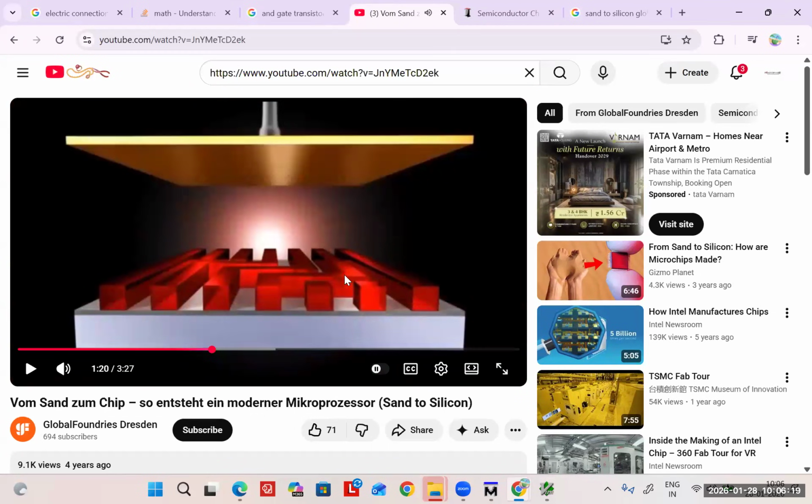Can you tell me what this is? Is it a transistor or a layout? Is it a gate or RTL? What is this? Layout.